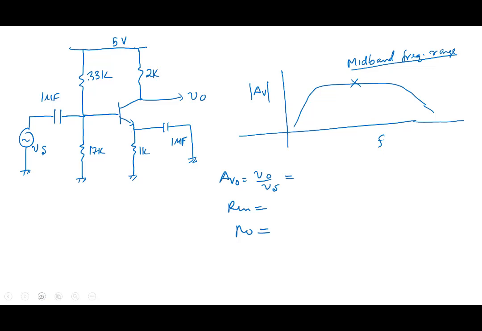Bias point we've already calculated. We said ICQ is 1 milliampere here, and VCEQ, the quiescent point or bias point: 1 milliampere, 2 volt drop here, 1 volt drop here, so this is equal to 2 volt. So the bias point is already done. We want to find out the gain, input resistance, output resistance. These are straightforward, simple numbers.